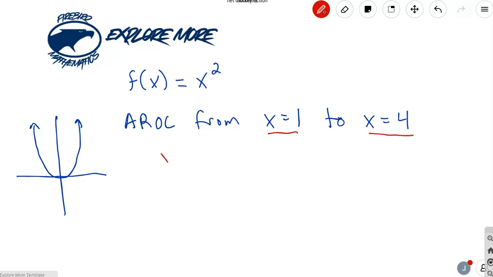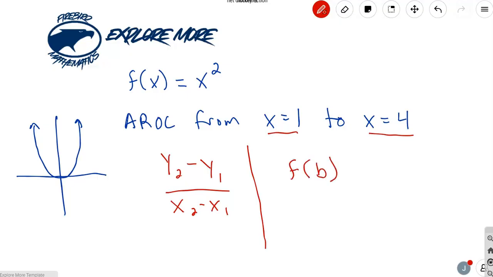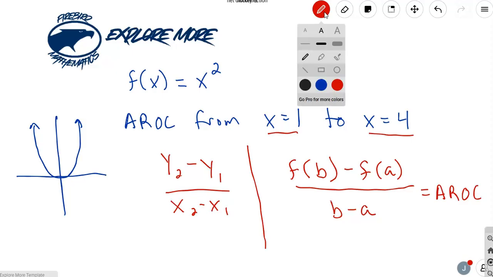Okay, so you maybe used a slope formula that looks something like this, y2 minus y1 over x2 minus x1. So we're going to use a slightly different formula, the same formula, just a little bit different in how it looks. We're going to write it like this: f of b minus f of a all over b minus a. This is going to be our formula for the average rate of change. Okay, maybe your teacher even shows you this formula. Well, what does it mean? How are we going to use this?